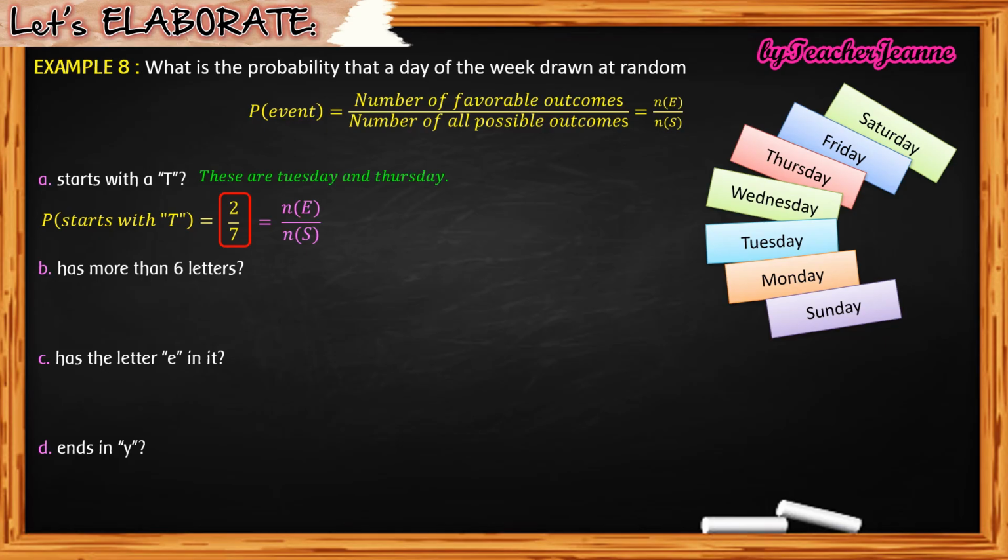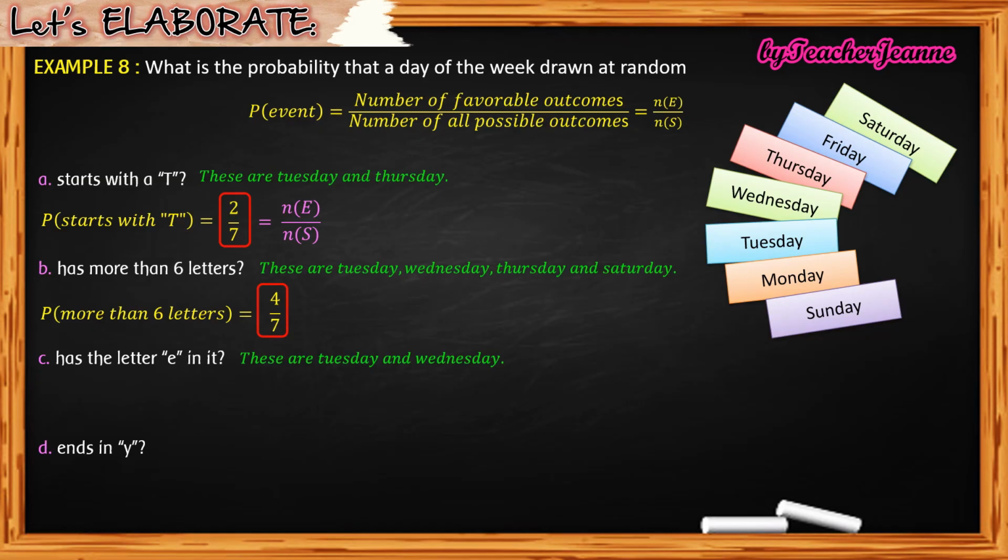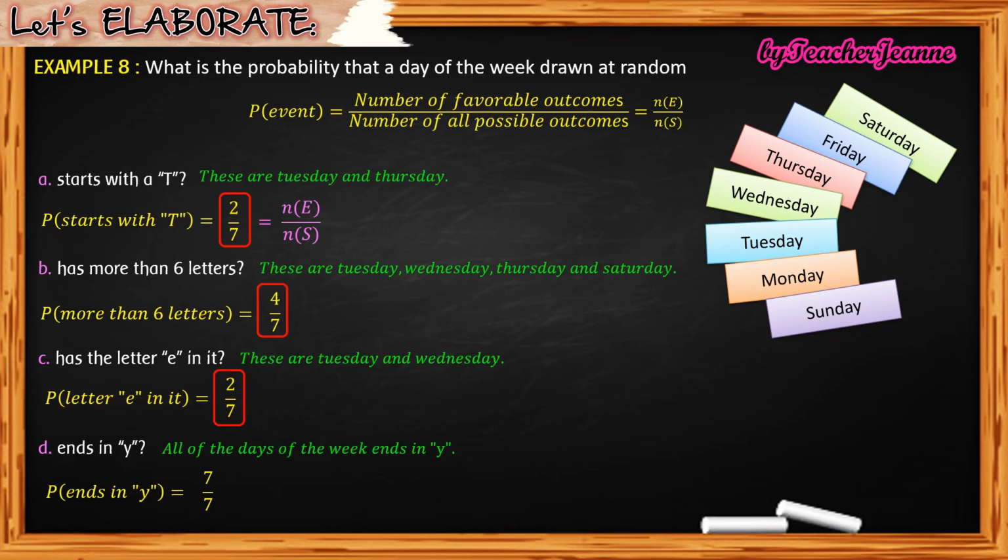For letter B, the days of the week that have more than 6 letters are Tuesday, Wednesday, Thursday, and Saturday. So the probability that a day of the week has more than 6 letters is 4 over 7, or 4 out of 7. For letter C, the days of the week that have letter E in them are Tuesday and Wednesday. So the probability is 2 over 7, or 2 out of 7. And for the last, all of the days of the week end in Y. So the probability is 7 over 7, or 7 out of 7, or 1.